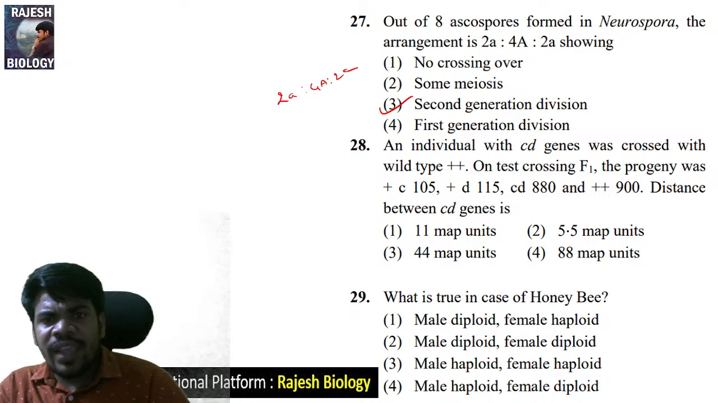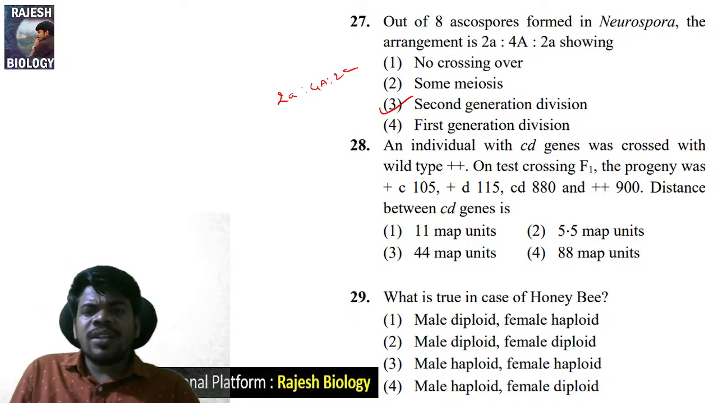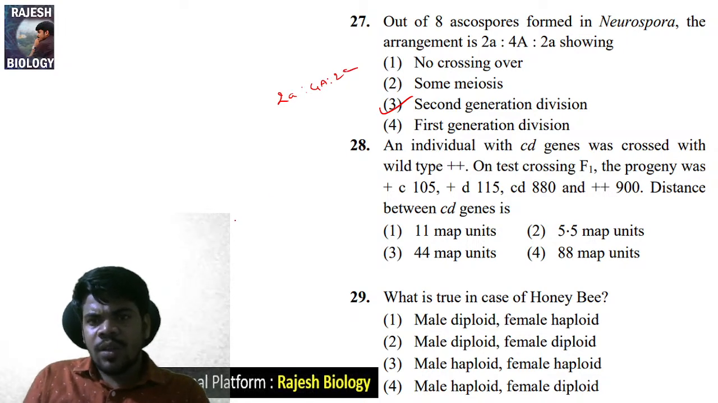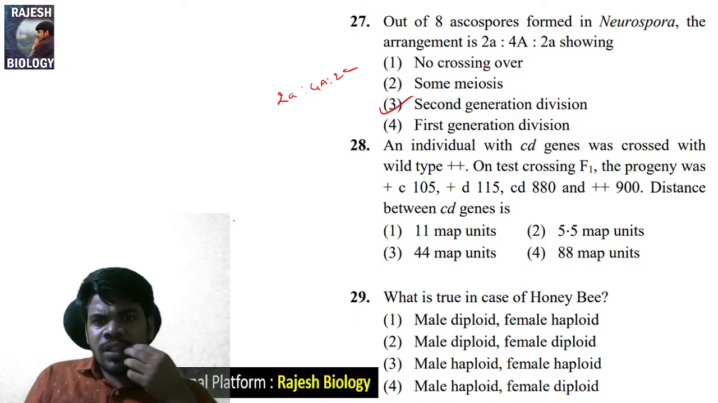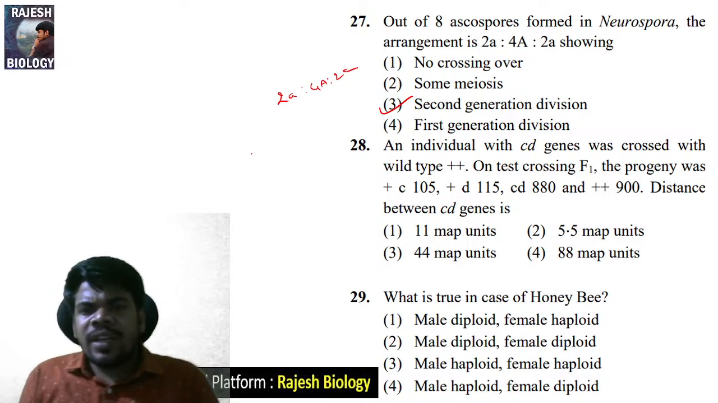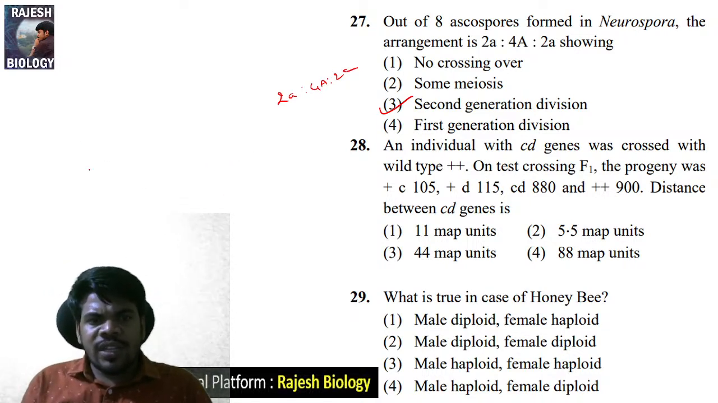Now come to the 28th question. An individual with the CD genes was crossed with the wild type plus plus. On test crossing F1, the progeny was plus C 105, plus D 115, CD 880, and plus plus 900. Distance between the CD genes.